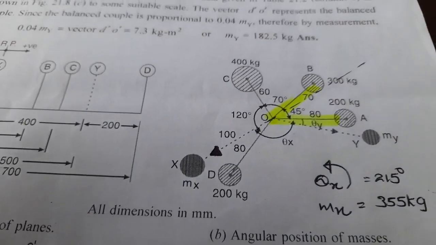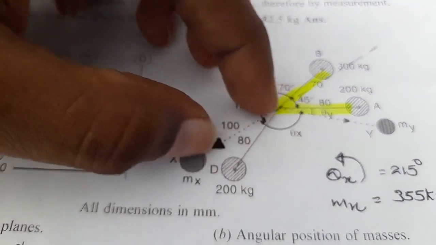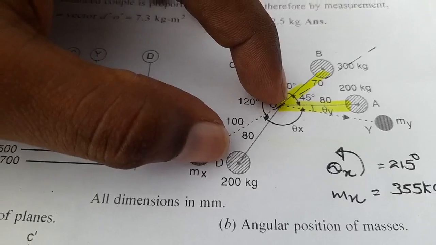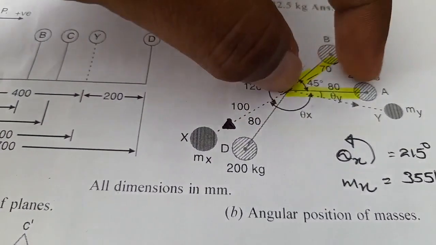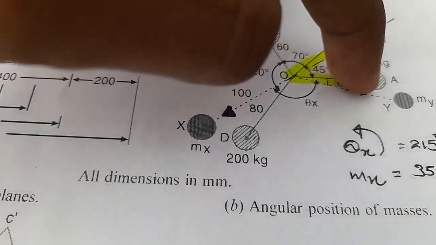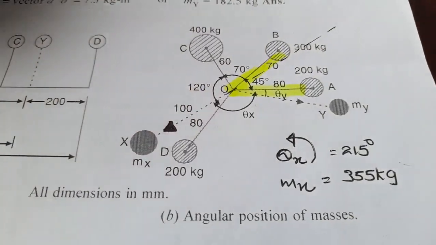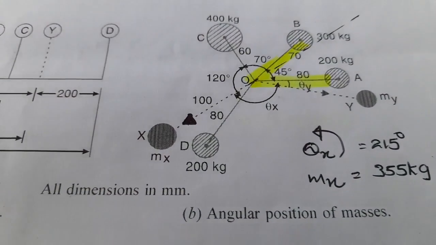So what is the angular position of the mass mx? We know the correct vector is this one, so this is the correct representation. The angle is generally measured from the right-hand side horizontal. If we measure the angle up to here, starting from the right-hand side horizontal, the value of that angle will be 215. So 215 degrees is the angle that indicates the angular position of the mass mx in the angular position diagram.